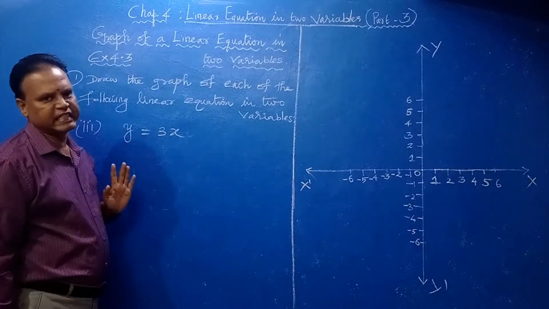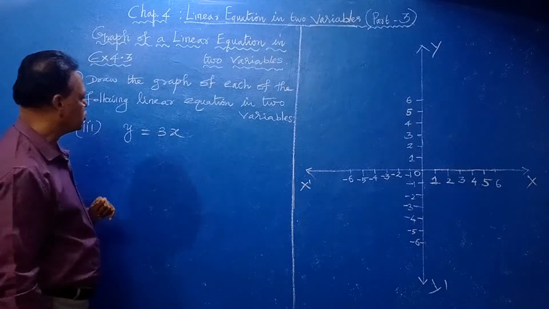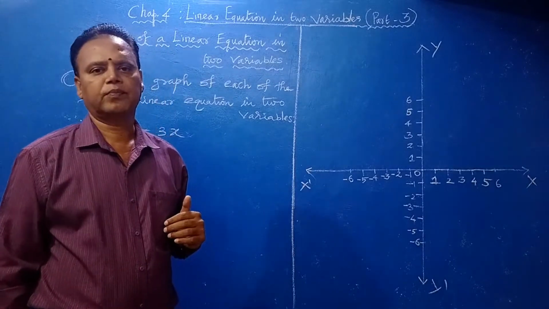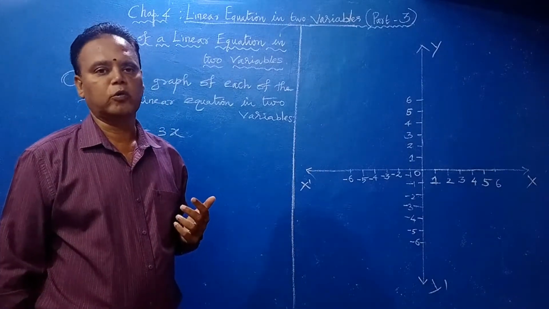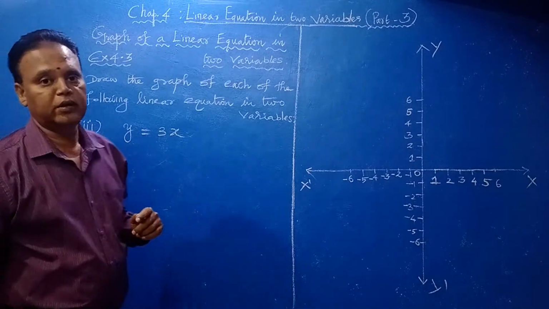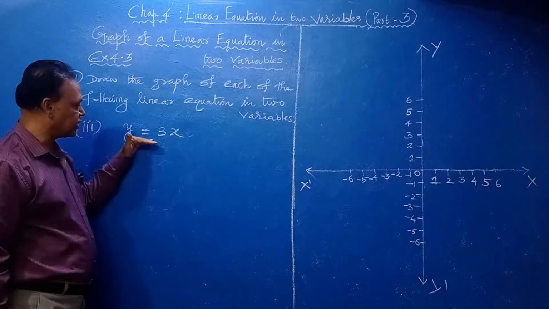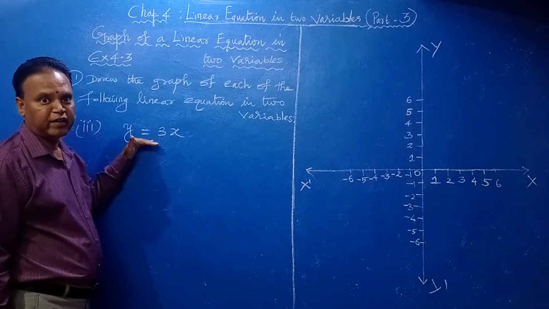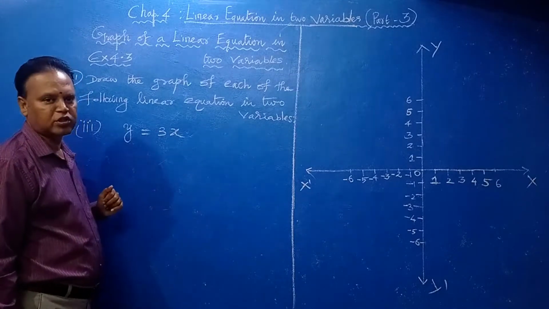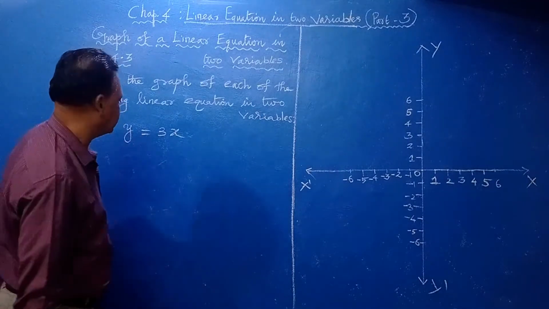Y equal to 3x. So, how is the graph of this linear equation in two variables? Just think, I already told you also. The graph of the equation is a straight line which is passing through the origin. Why is it passing through the origin? Here there is no constant term. It passes through the origin.